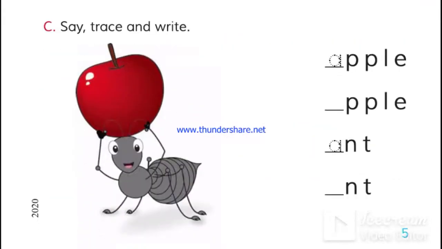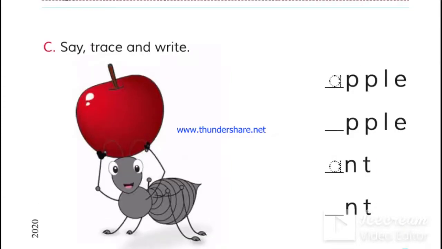Next is say, trace and write. Number C. There is an apple on the head of the ant. So there is apple, A-P-P-L-E, A for apple. And there is a blank, A. And next is ant. There is A for ant. And there is a blank page. This is the very fantastic practice if you use at the home.